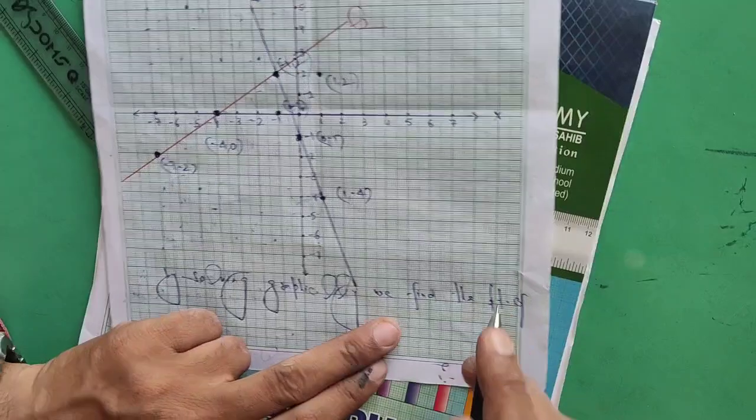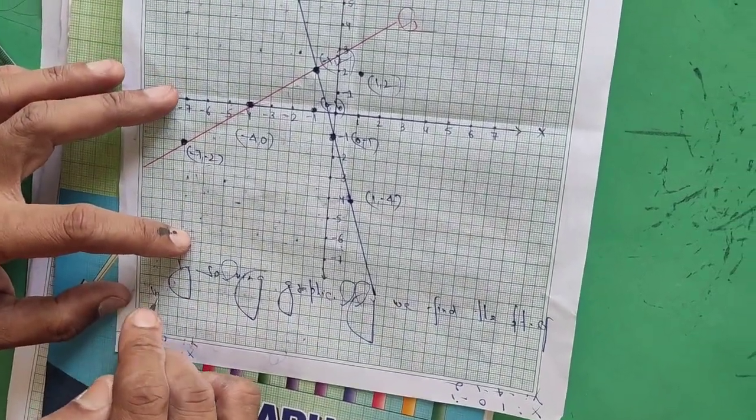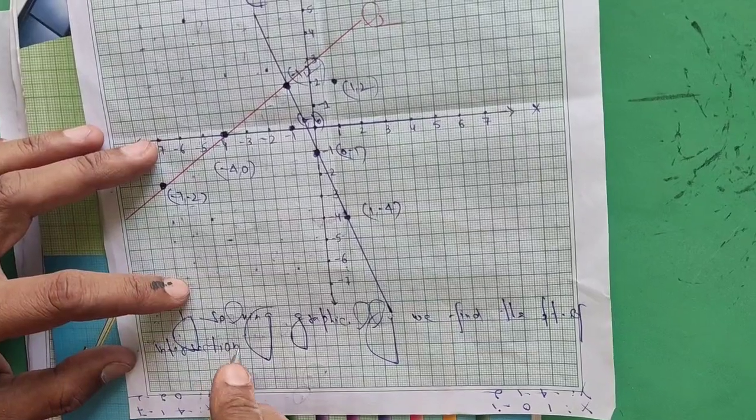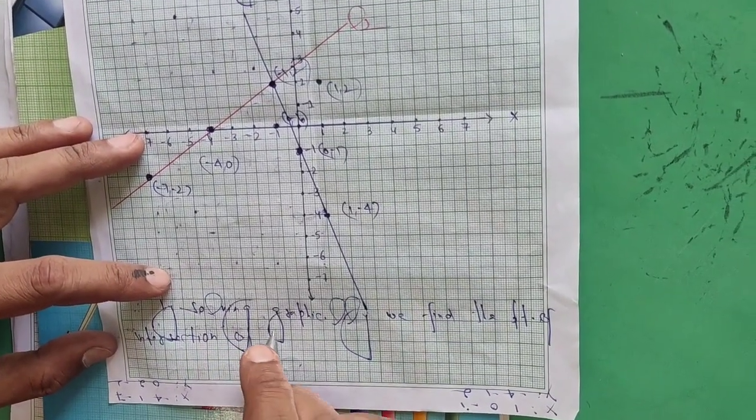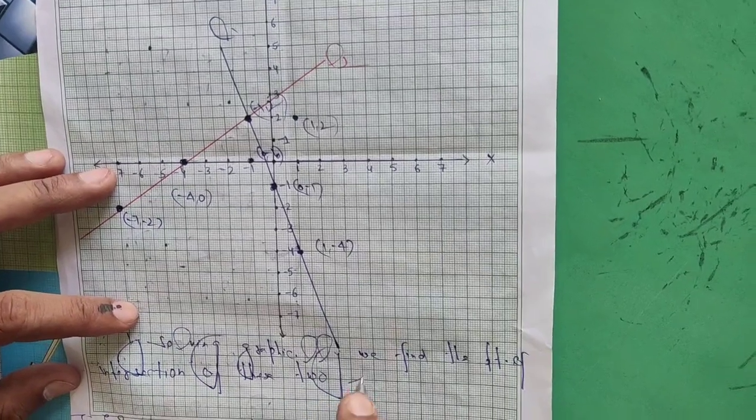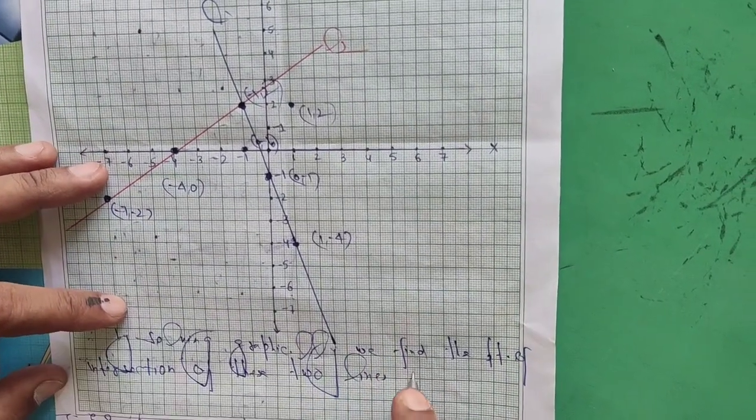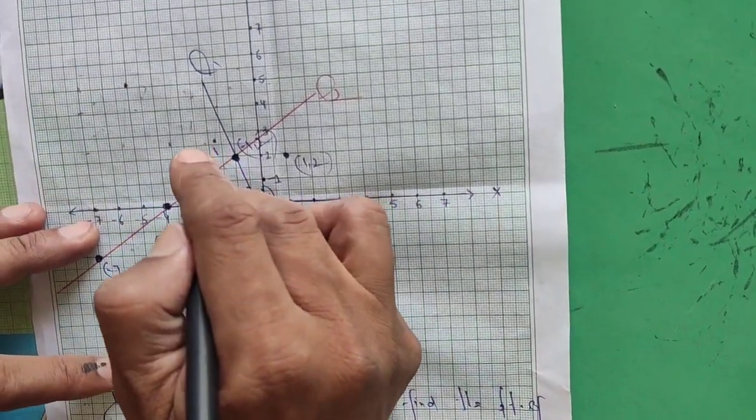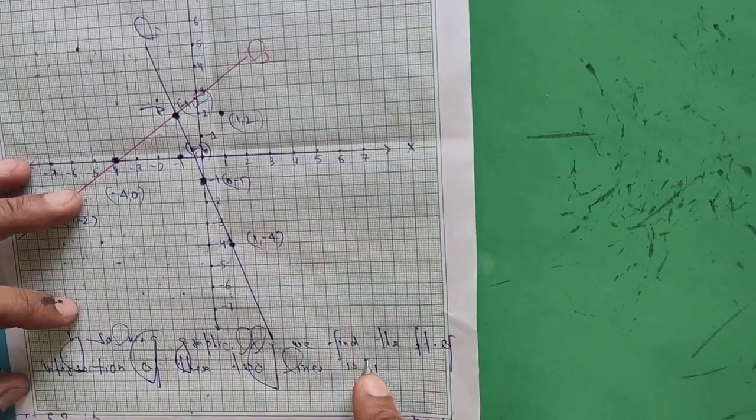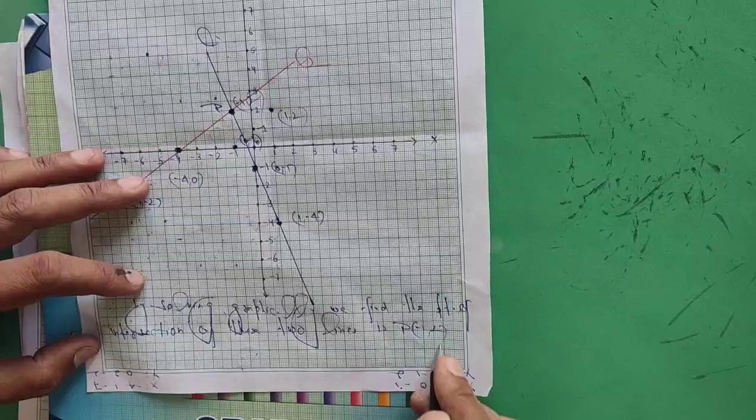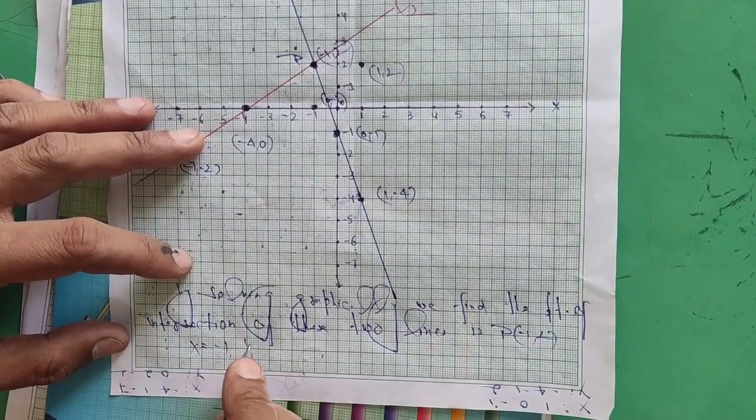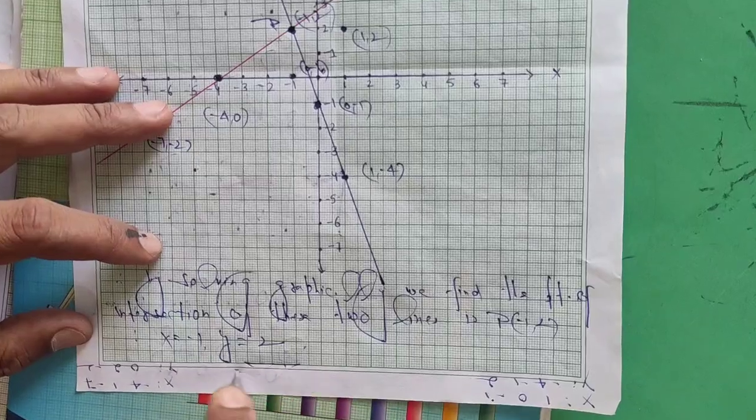The point of intersection of these two lines is, and that point is P(-1, 2). Therefore, we get x equal to -1 and y equal to 2.